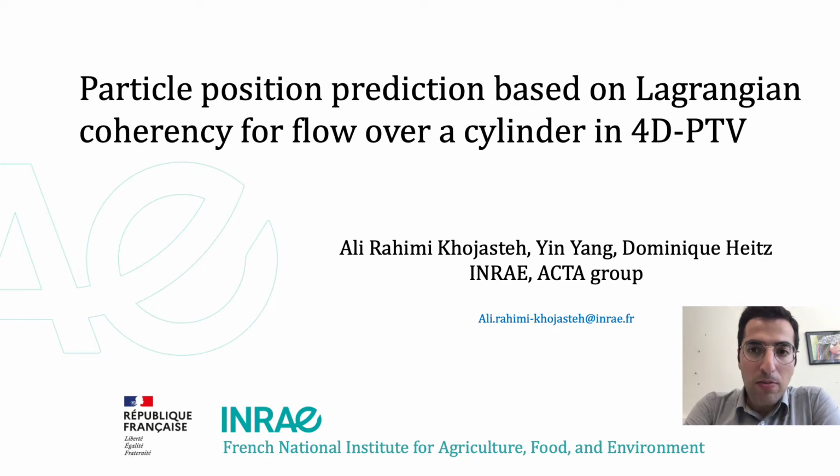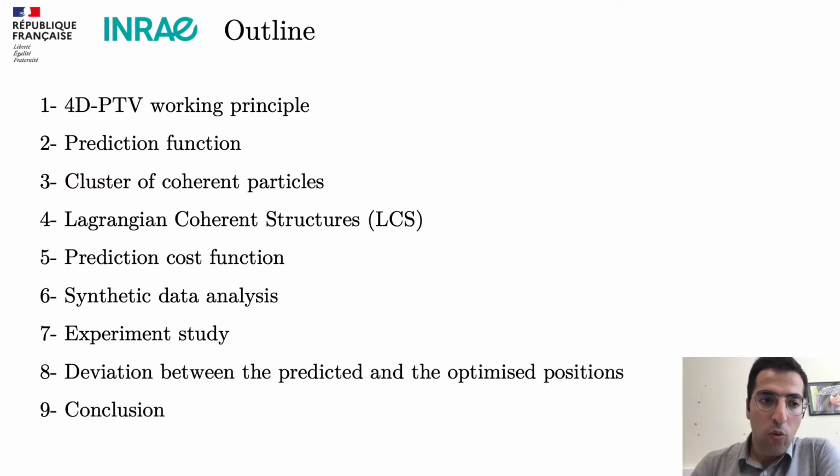I would like to talk about particle position prediction based on local Lagrangian coherency in time-resolved particle tracking velocimetry, or 4D-PTV. We'll have 9 sections for this talk. First I will explain quickly the working principle of 4D-PTV and what we have as a predictor function, and how we can improve it by adding Lagrangian coherent structures and formulate the prediction cost function. Then we will have 2 synthetic and experimental case studies.